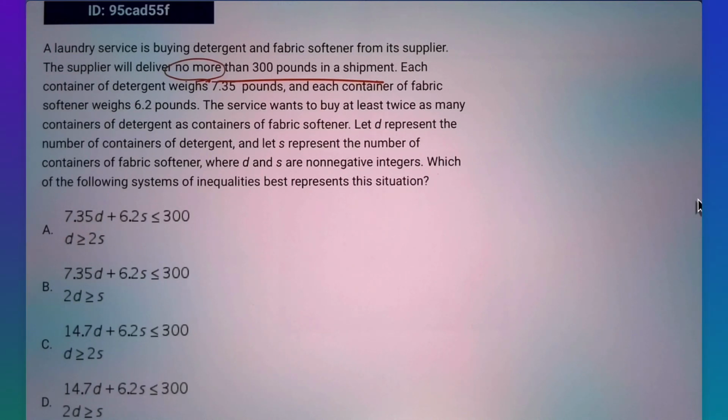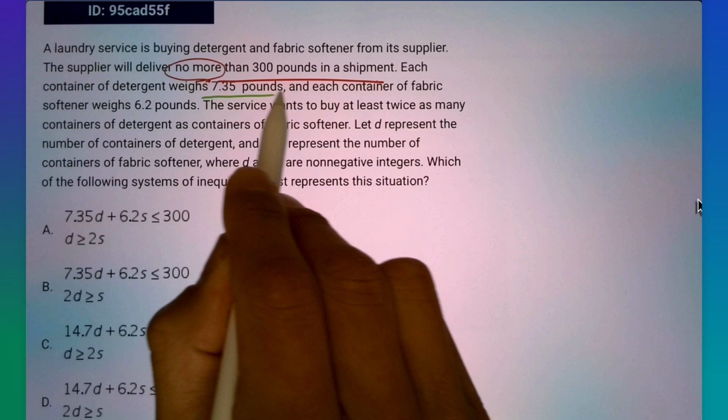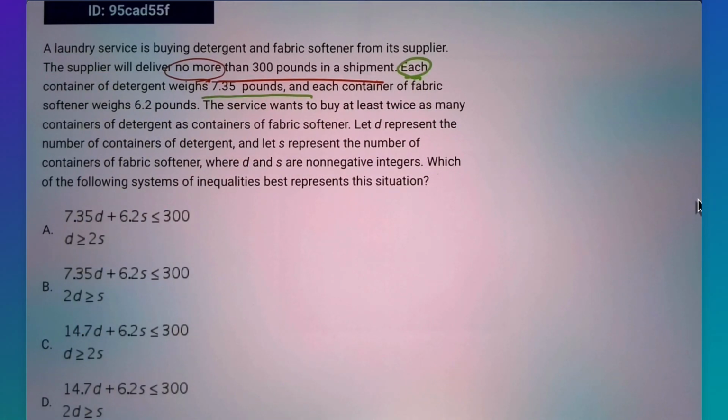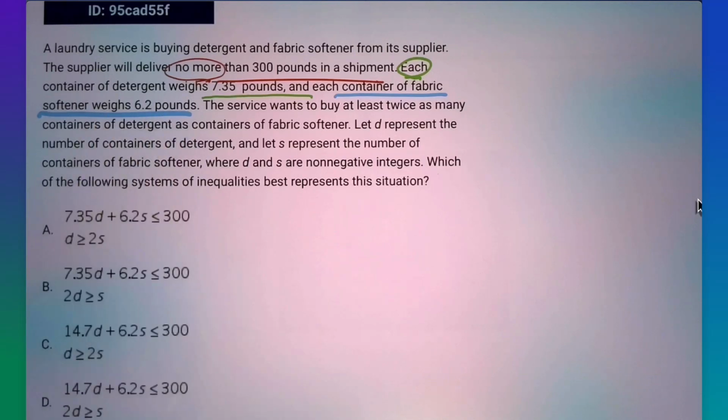Because we got two different things, let's use a different color. For the container of detergent, I'm going to choose the green color here. Each container of detergent is $3.50. Each container of fabric softener, I will use the blue, 6.2 pounds. The service wants to buy at least twice as many containers of detergent as containers of fabric softener.